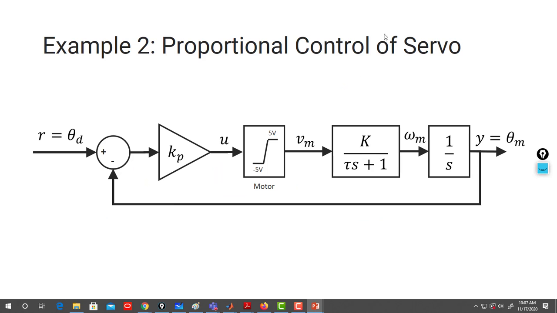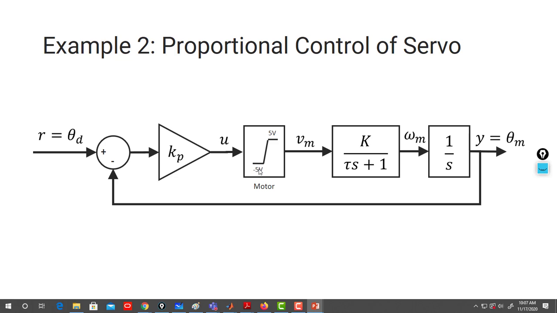Here is proportional control for a servo motor. Okay, that's the position servo. Why is it a servo? Because DC motor plus position control becomes a servo. We call it control of a servo because you are controlling the angle. So it is your DC motor, but you are doing position control.